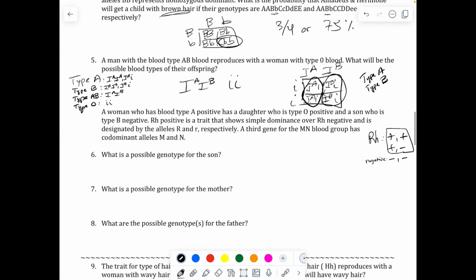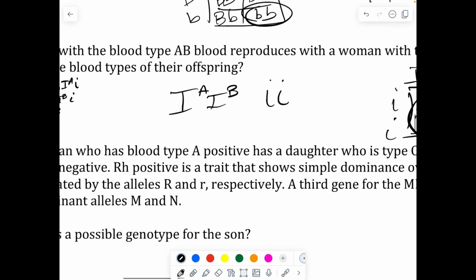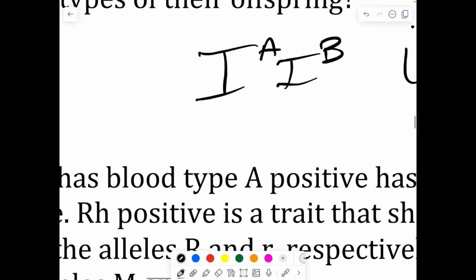So the first thing you have to think about is really it's a process of elimination. And if you look at the children and the parents, you can figure out that there's specific genotypes that have to be true in order to have specific offspring. So let me give you an example. The mother is type A. It says a woman who has type A blood.